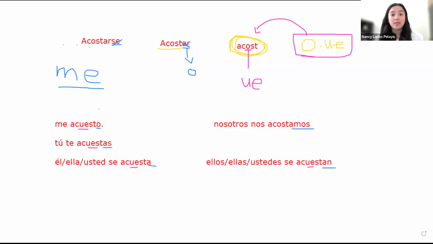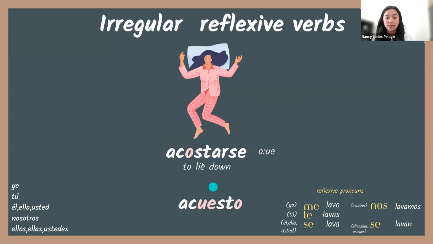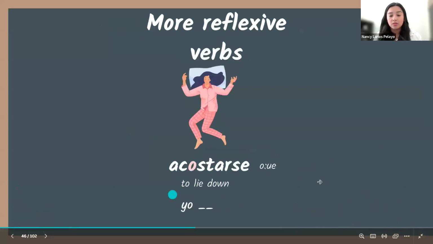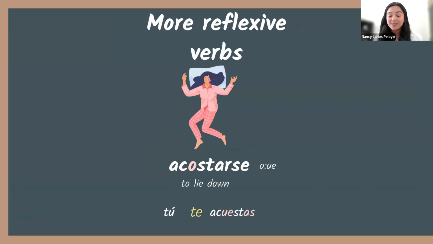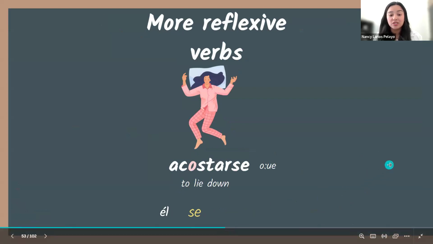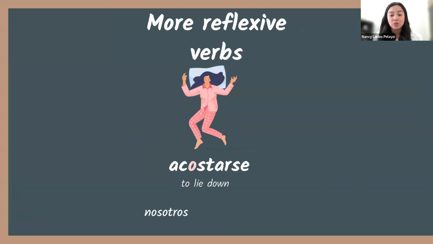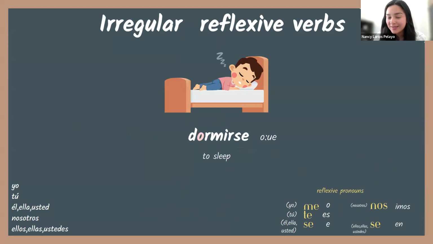And that happens with the other ones, right? And so how we have here, me acuesto, right? Yo me acuesto, tú te acuestas, él se acuesta. We see we're looking at the stem change. Él se acuesta. Nosotros nos acostamos. Doesn't change in nosotros, remember that. Ellos se acuestan.